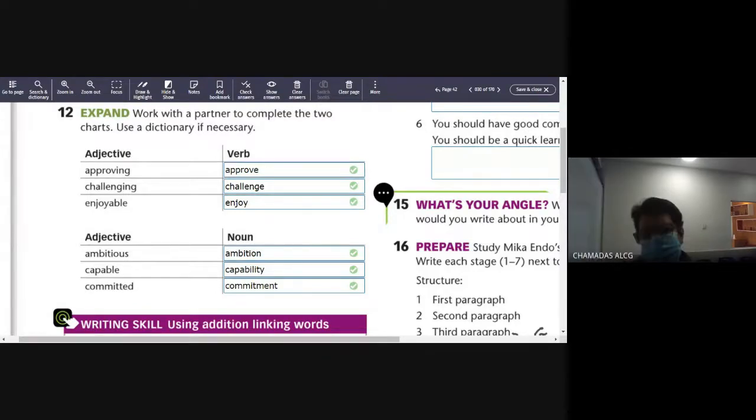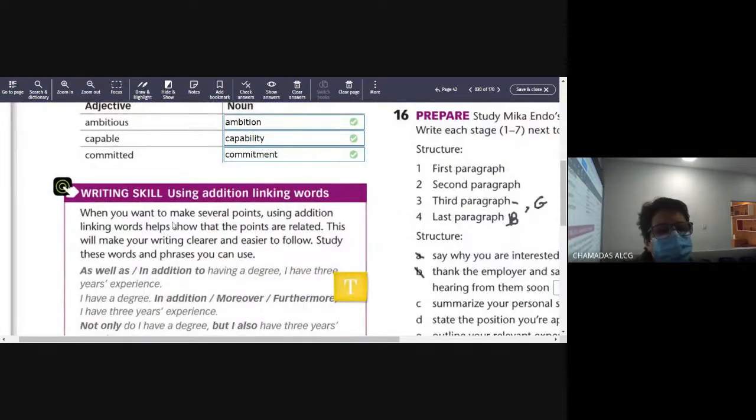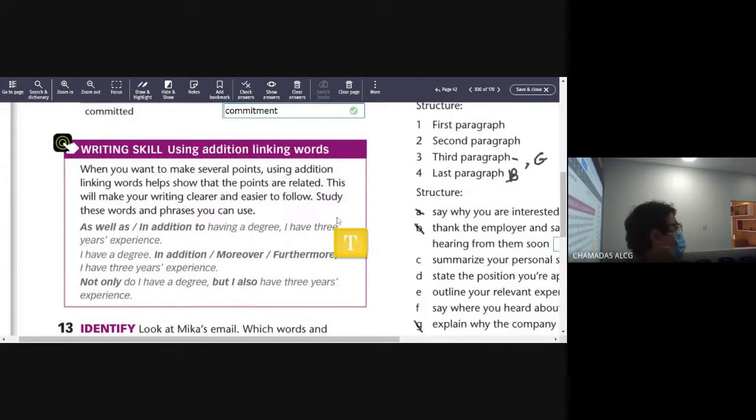All right, people. Okay, great. So now we are going to get to this writing tip here that says something about using addition linking words. So what are linking words, people, first of all? Connection of words. Connection of words and also connection of clauses, phrases, clauses. Yes, okay? You can connect clauses, you can connect words, you can connect phrases, different things.